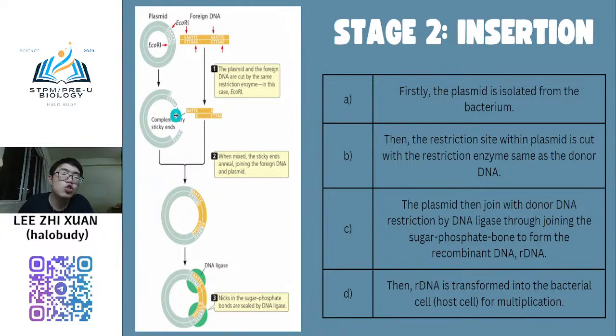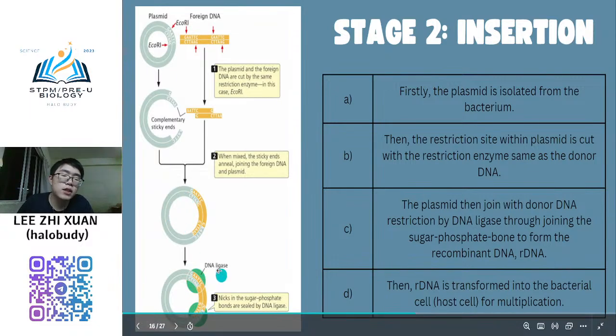After that, we join it together. We insert this DNA, this cut DNA, into this cut plasmid. We will form the recombinant plasmid. After that, we will use the DNA ligase to join the bond, to join the DNA nucleotides between them. So this is all the explanation you see here.